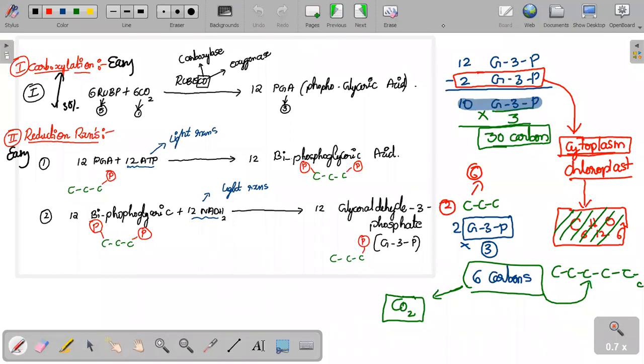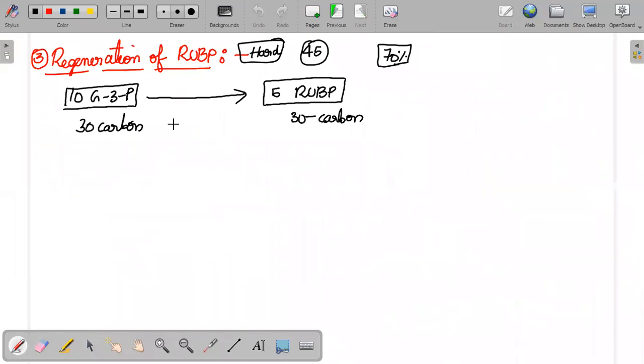So what we'll do is, this regeneration reaction is a totally 45 minute topic. It's totally impossible to explain in this short span of time. So I will try to explain the regeneration of RuBP tomorrow.